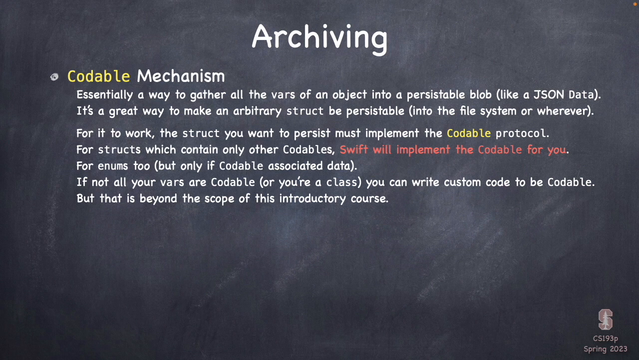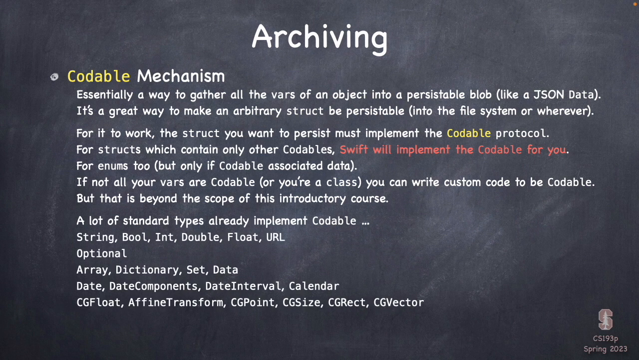But if you have vars that aren't themselves codable, or let's say you're a class instead of a struct, then there's a whole API for how to implement some methods to make yourself codable. I'm not going to talk about any of that this quarter, but you can take a look at the Codable documentation and look through how to do it. You won't have to do it. We're always going to try to design our structs to always use codable properties. That makes it easy on us.